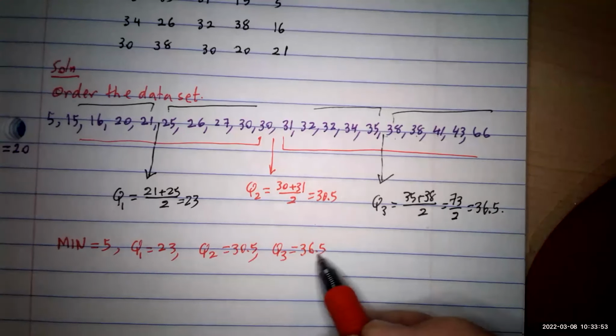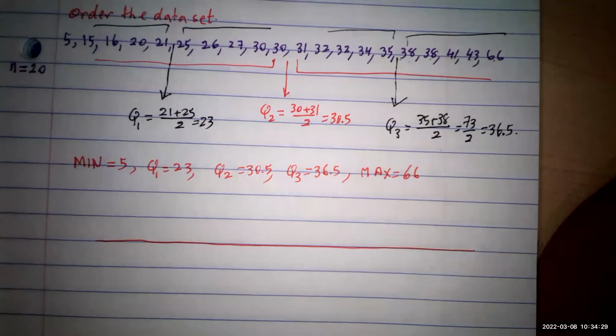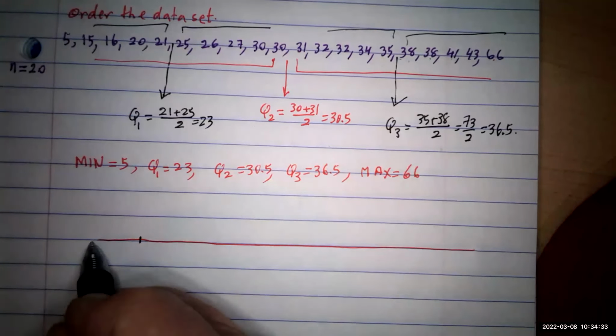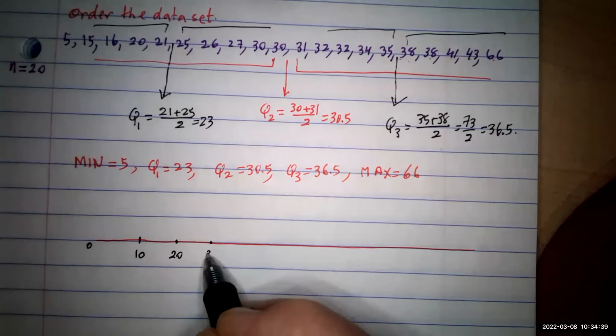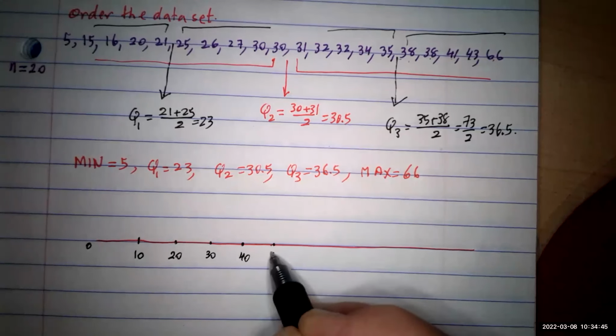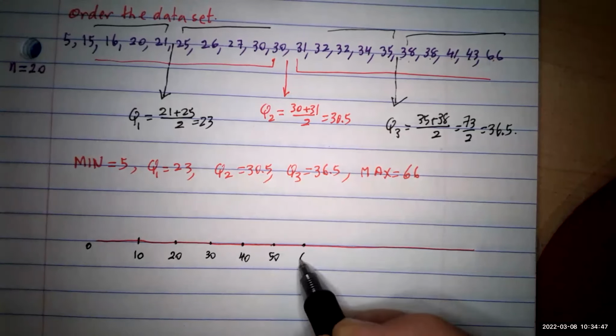Draw a number line, take these numbers on the number line and construct a box. The last number that I have is 66, so I get this line here and I divide it into tens. So this is 0 and 10. Then this is going to be 20, 30, 40, 50, 60, and 70.